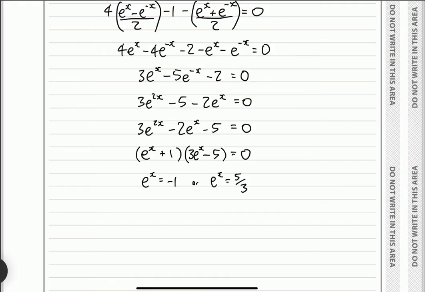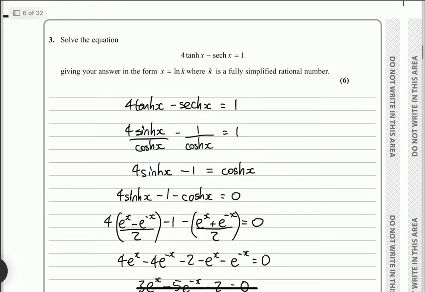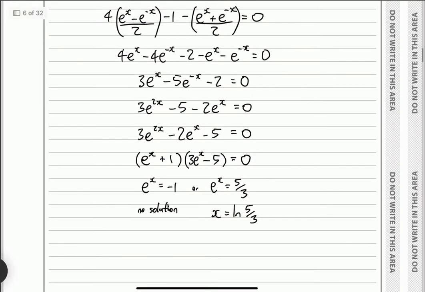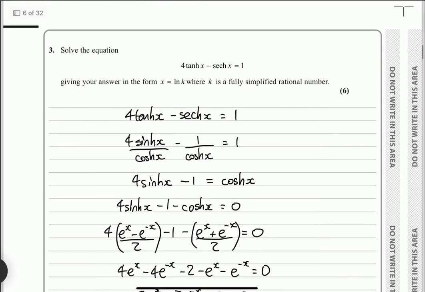Now in this form, it's obvious to see that this does not give us a solution, because you can't get a value for x that will make e to the power of x equal to minus 1. And over here we can take logs of both sides, and we get x is equal to the natural log of 5 over 3. Giving an answer in the form, yes, so k is equal to 5 over 3. And that is the question done.